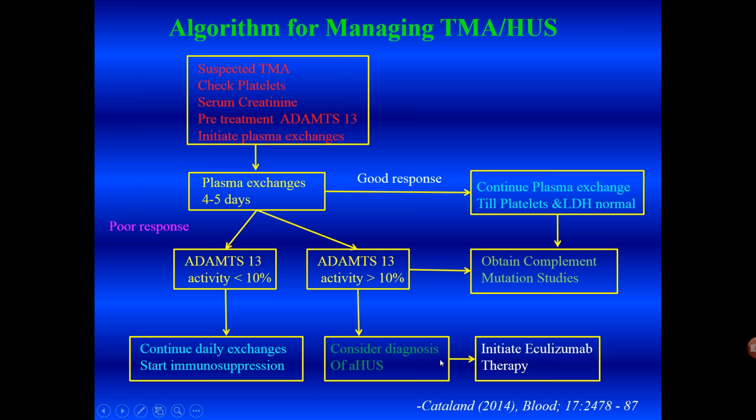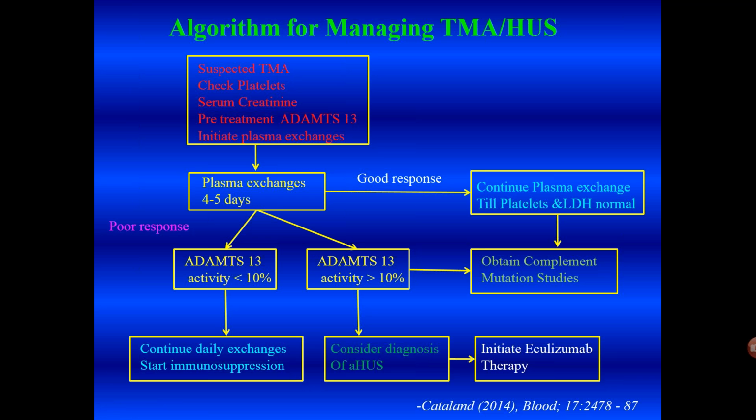How do we manage a patient with this disorder? Cartland in 2014 suggested this algorithm: screen the patient immediately, prove the thrombotic microangiopathy, start with plasma exchanges. If there's a good response, continue. Side by side, look for ADAMTS13 activity. If it is low, treat as TTP. If it is more than 10%, look for complement mutations and consider shifting the patient to Eculizumab therapy.